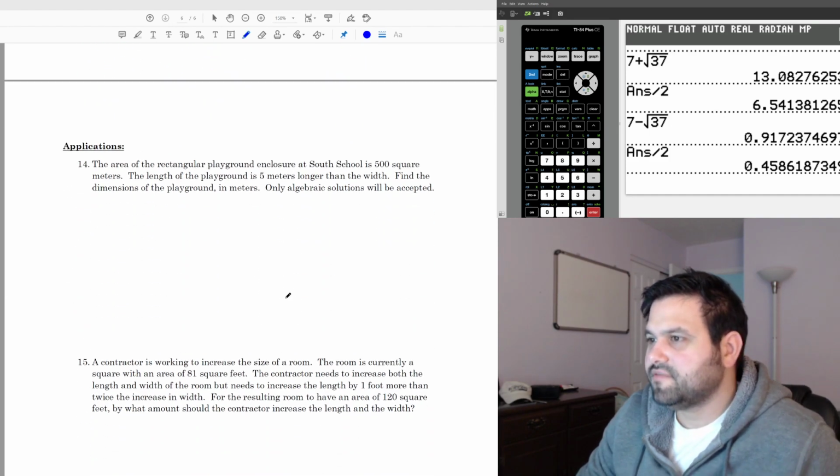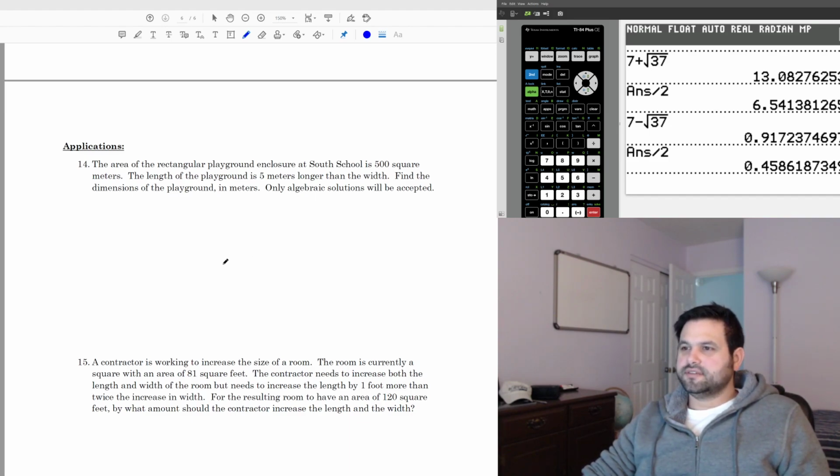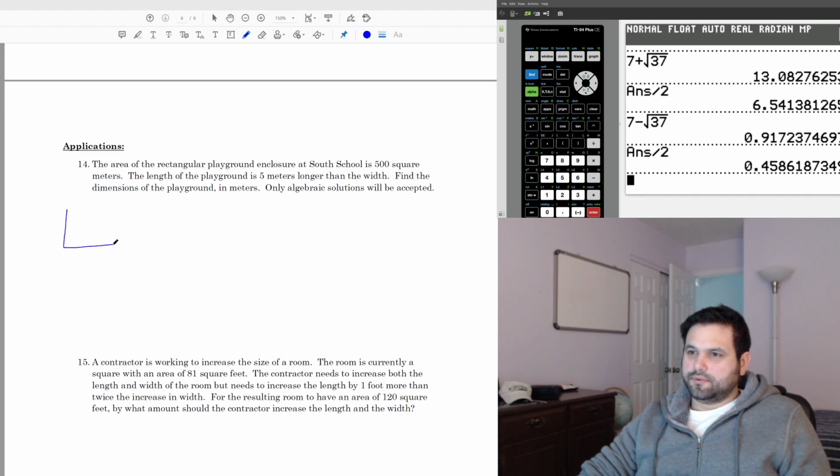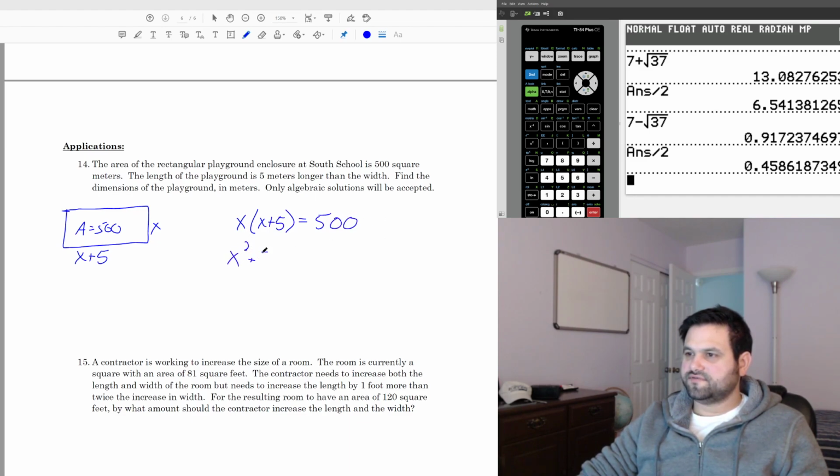Applications. The area of a rectangular playground enclosure at South School is 500 square meters. The length of the playground is 5 meters longer than the width. So, got something like this. And the area is 500. And the length is 5 more than the width. So, when we multiply these together, we get 500. And so x squared plus 5x equals 500.